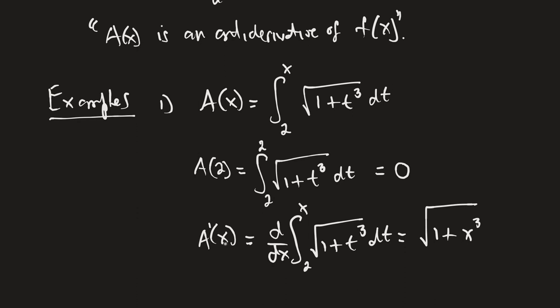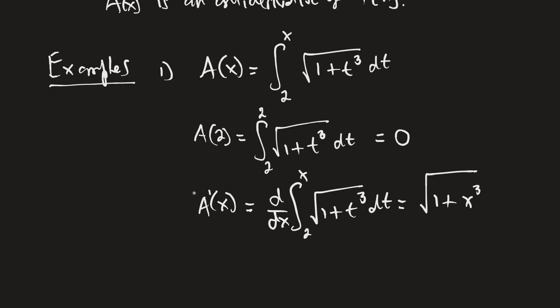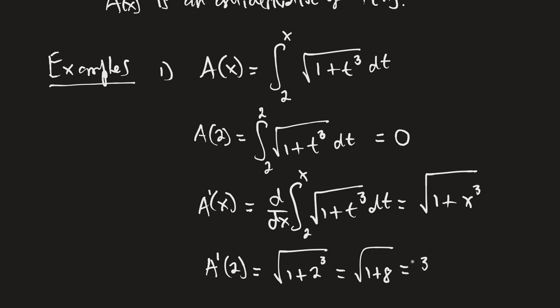right? And then if you wanted to evaluate this derivative, you would do it the same way. So now let's say we wanted to find A prime of 2. Now we would plug 2 into this part, just the square root, so this would be the square root of 1 plus 2 cubed. So this is 1 plus 8, the square root of 9 is 3.